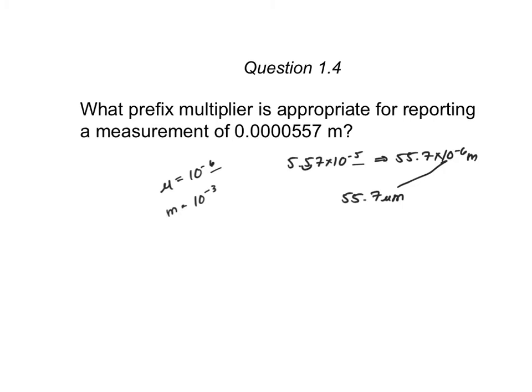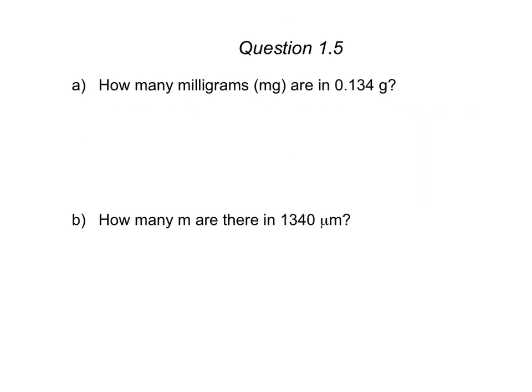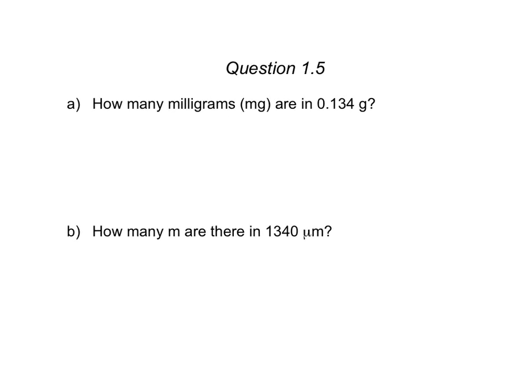Now, one more. You're actually going to convert. So I want you to convert between different prefix multipliers. And I don't actually know how I pose this either, so you may actually have to type in a number. But I want to know, number one, how many milligrams are in 0.134 grams, and then how many meters are in 1,340 micrometers. So we'll see how I actually put this in.